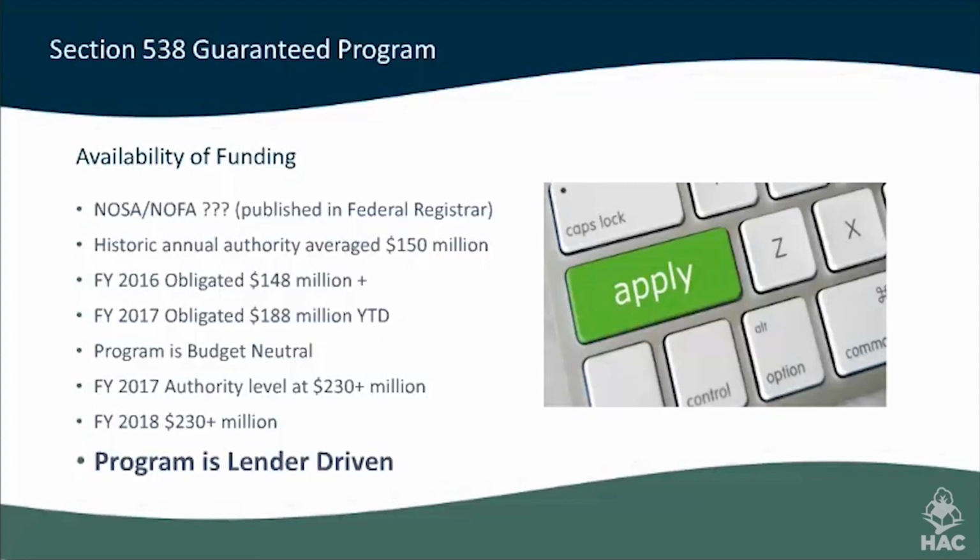Historically, the program has received an annual authority of about $150 million. As I stated, in 2017 we obligated just a little over $188 million. The program is budget neutral, so we talked about that it's no cost to the taxpayer. We currently have authority of $230 million in the program right now. We probably will get something pretty close to that in the fiscal year 2019.